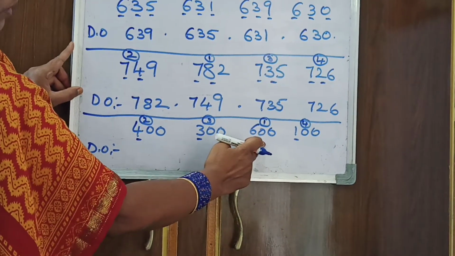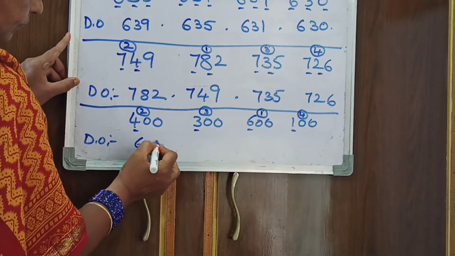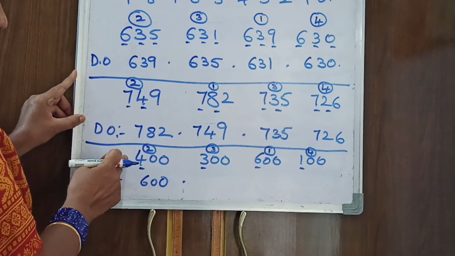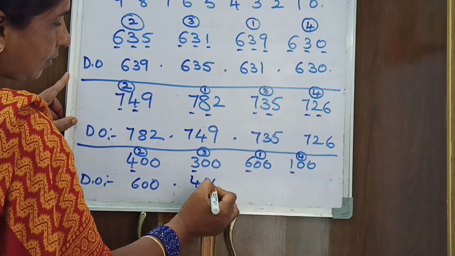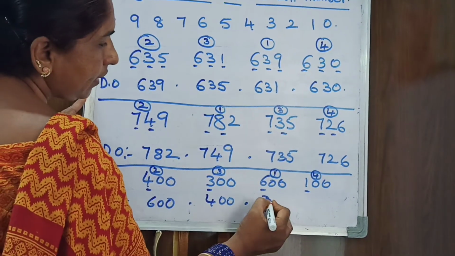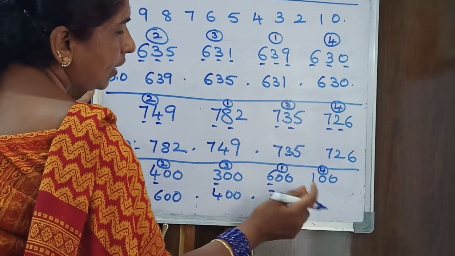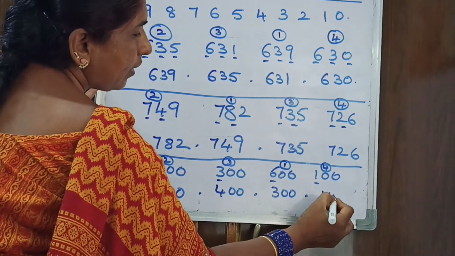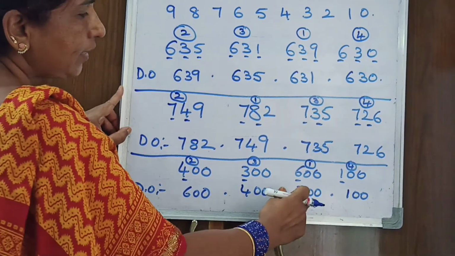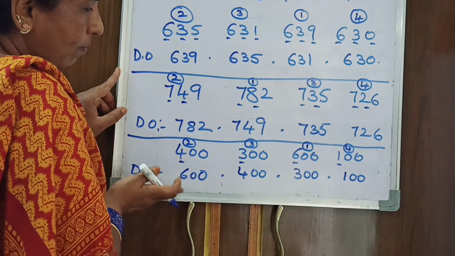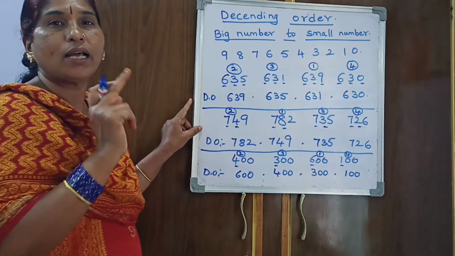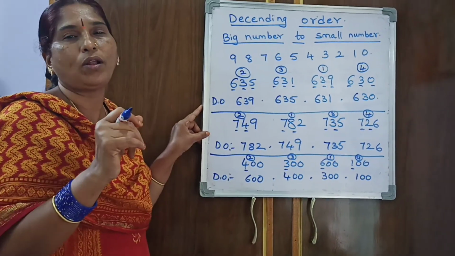So which is the biggest number here? 600. Keep one dot, leave one box. Next after second one is 400. Again keep one dot and leave one box. Then the next one is 300. And the last fourth one remaining is 100. Is it clear, children? 600, 400, 300, 100. Big number to small number. Descending order. Arranging numbers from big number to small number.